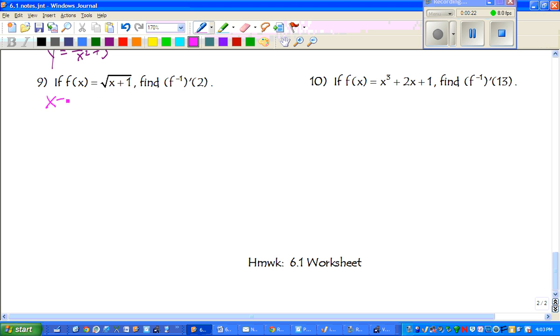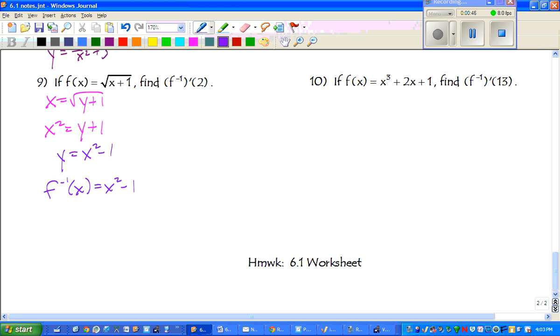X equals square root of y plus 1. Square both sides, we get x squared equals y plus 1. Solve for y, we get y equals x squared minus 1. So that's our inverse. Inverse of f of x is x squared minus 1.